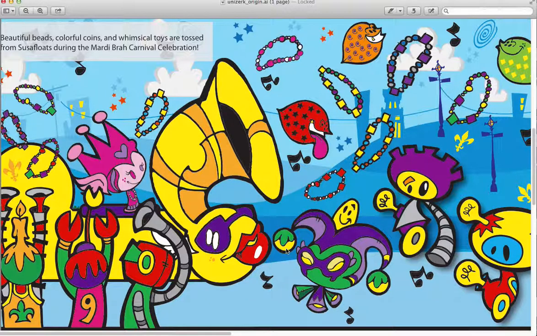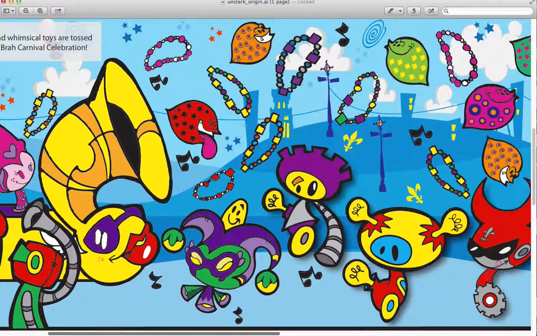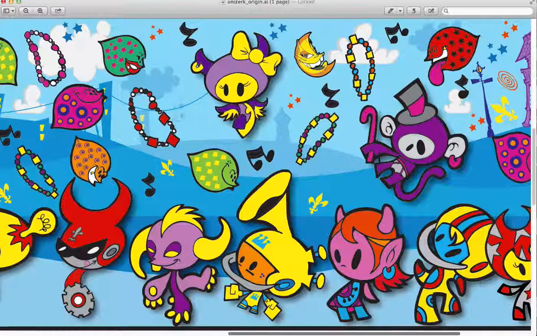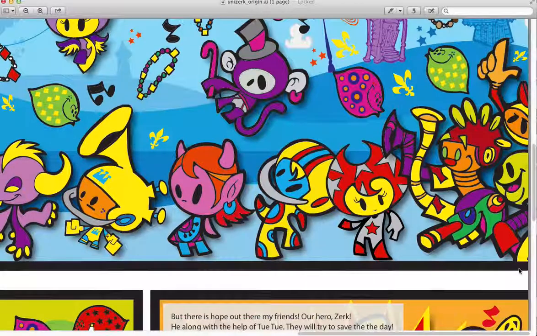Beautiful beads, colorful coins, whimsical toys are being tossed from Sousa floats during the Mardi Gras carnival celebration. And again, a big sense of movement. So the beads should be spinning or moving, the coconuts moving as well, the musical notes, the instruments puffing up and down. Again, whatever we can do with the individual assets to create the sense of movement, and then we'll slowly scroll across. We want to create the atmosphere of having a real party.